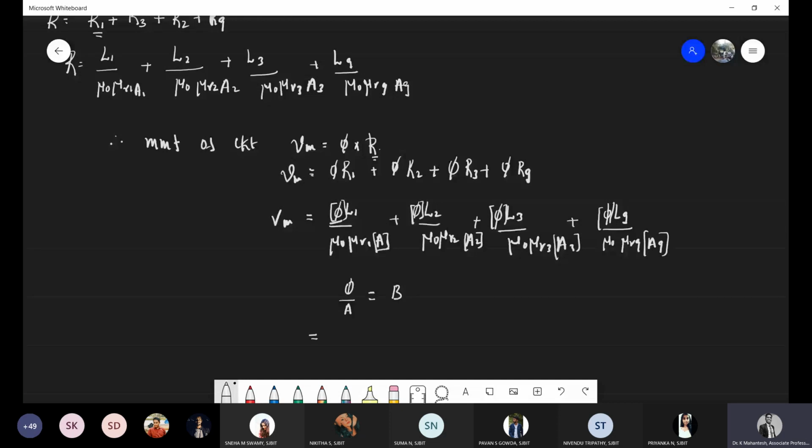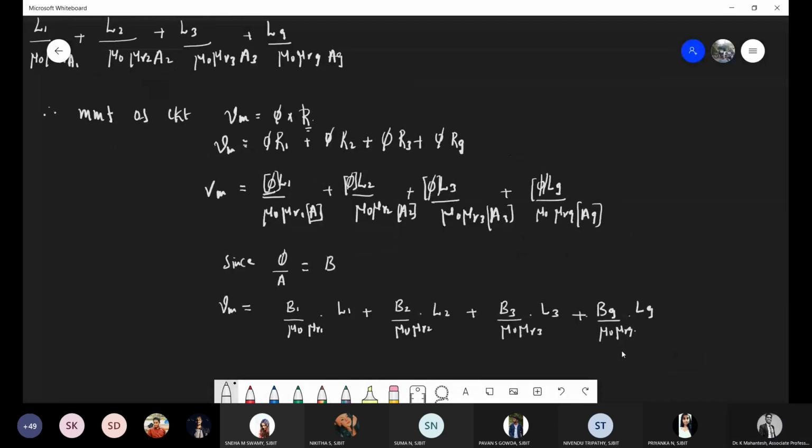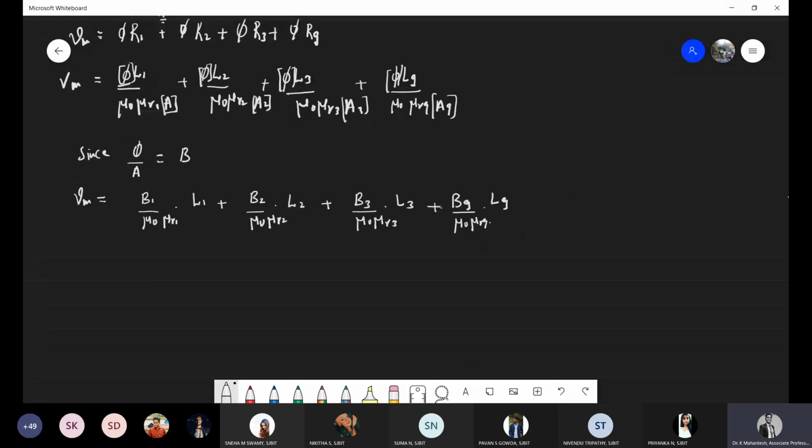So I'll rewrite that equation again. Since phi by A is equal to B, the magnetomotive force will become B1 by mu naught mu R1 into L1, plus B2 by mu naught mu R2 into L2, plus B3 by mu naught mu R3 into L3, plus Bg by mu naught mu Rg into Lg. Any doubt?